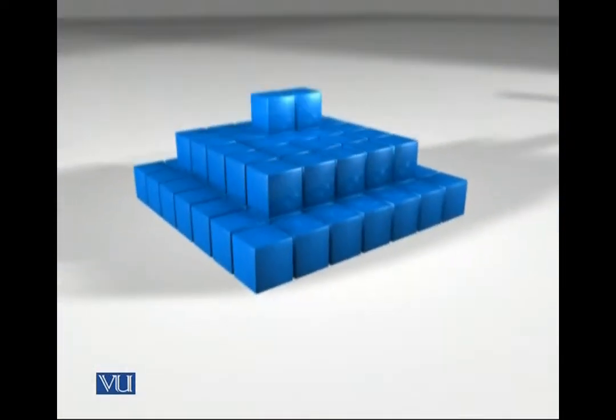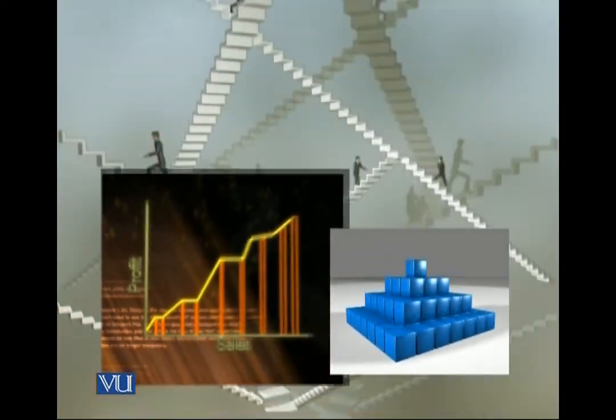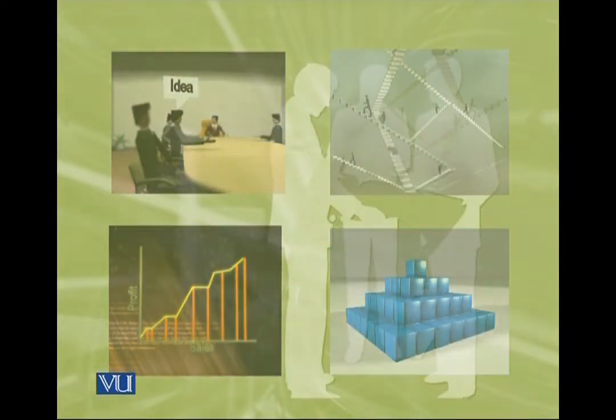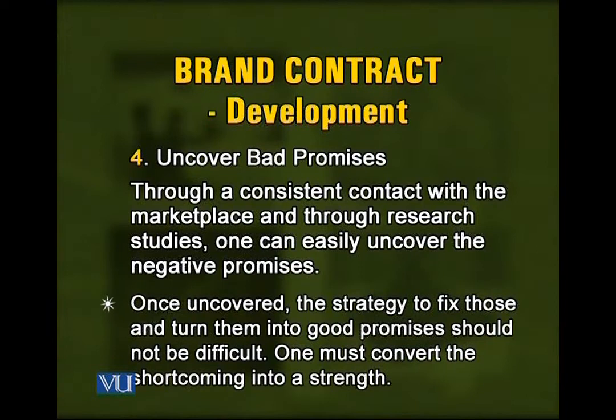If we have a bad promise popping up on the scene only because something has gone wrong with deliveries, or something has gone wrong with the operation, the business is not in a position to cope with the growing demand, it is going to translate into a bad promise. So that is how the bad promises come up. The principle relates to fixing that bad promise.